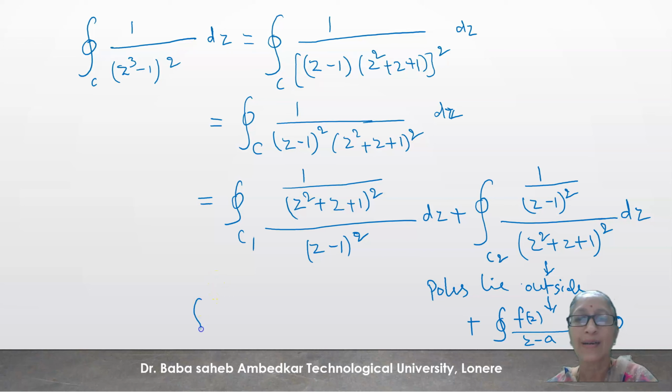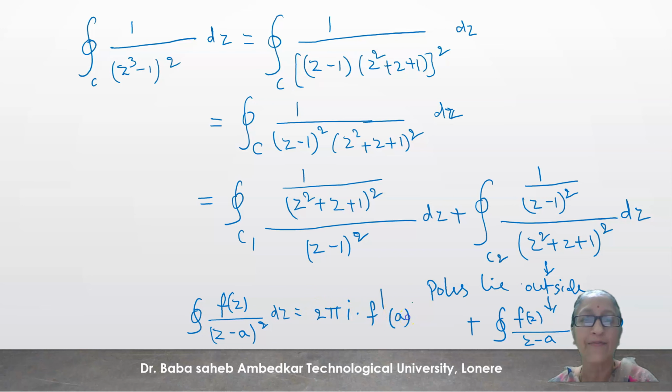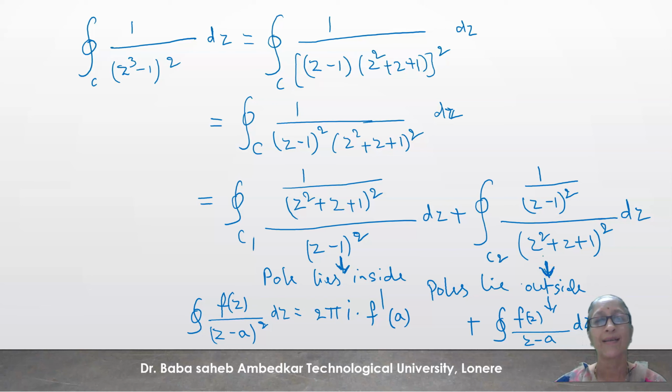as the contour integral of f(z) by (z minus a) whole square dz equal to 2 pi i into f dash of a. This is the formula when this pole is of order 2. Then we apply these two formulas. Here the pole lies inside. When the pole lies inside, we use this formula. When these poles are lying outside, their value of the integral is 0 at those poles. Okay, now here z equal to 1. Let us apply this formula now.